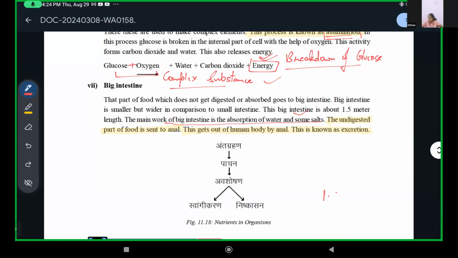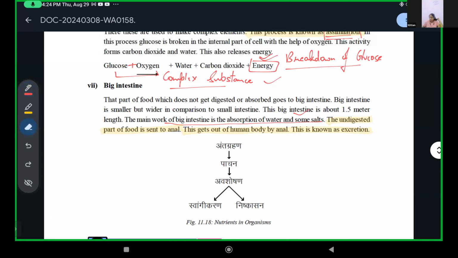The big intestine is smaller in length than the small intestine. Why is it called the big intestine then? Because it is wider, fatter, I think. Yeah, it's wider than the small intestine.